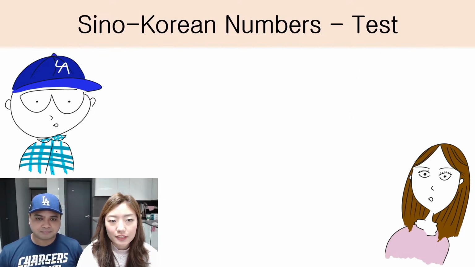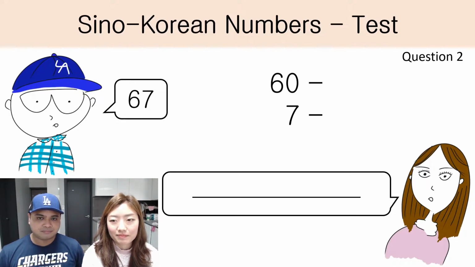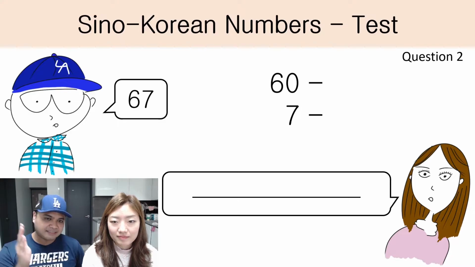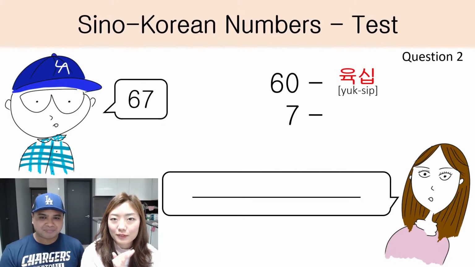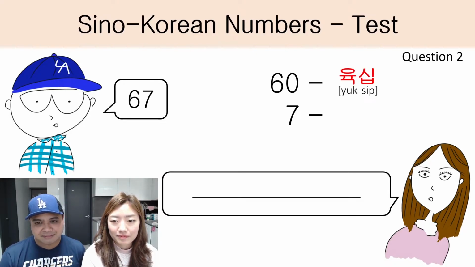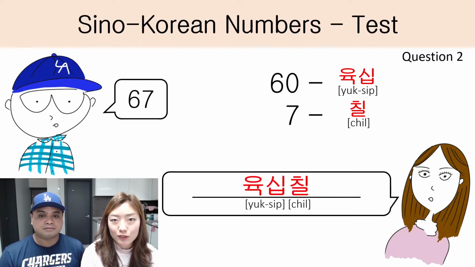And next question. 67. Okay, we have 67 here. So break it down. We need to say 60 and then 7. How do we say 60? 60. And then how do you say 7? 7. And then you need to put them together, then you get 67.